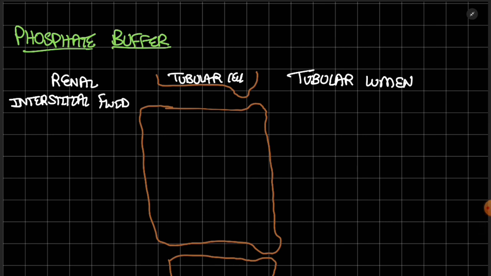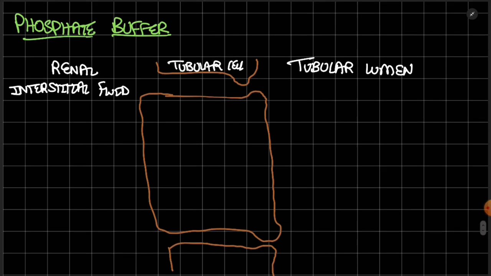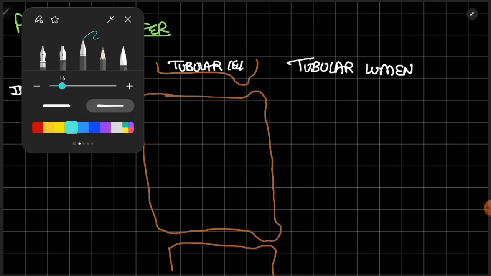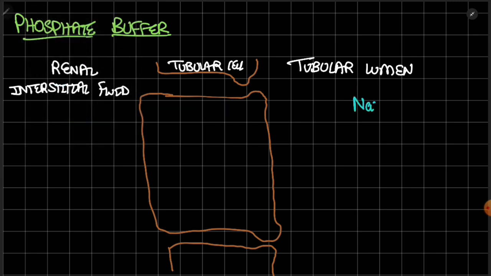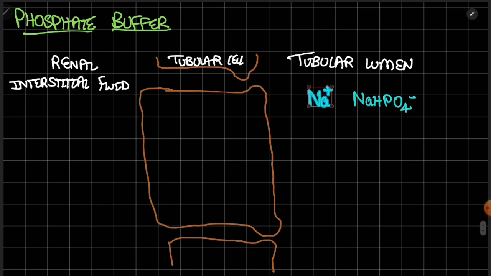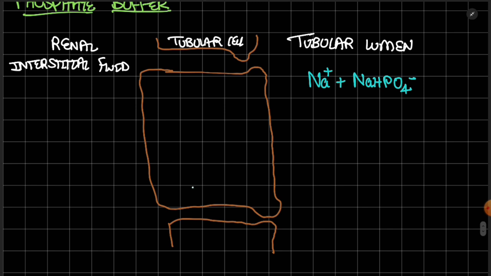So basically in the phosphate buffer, the buffering substance is NaHPO4 minus. Okay, it is present along with Na plus. Now remember, while writing about the phosphate buffer or ammonia buffer, to be specific, that in collecting tubules, we will start from the inside of the cell. Okay, so the inside of the cell is simple, so we'll start from there.